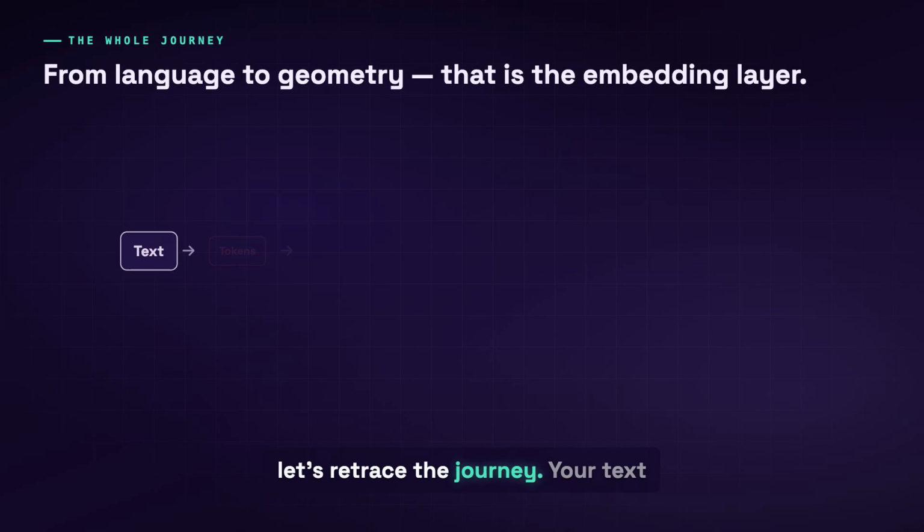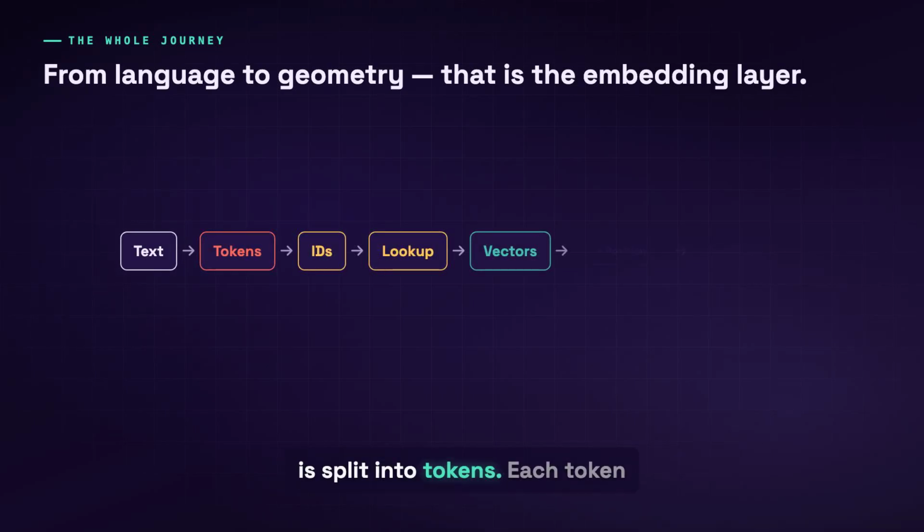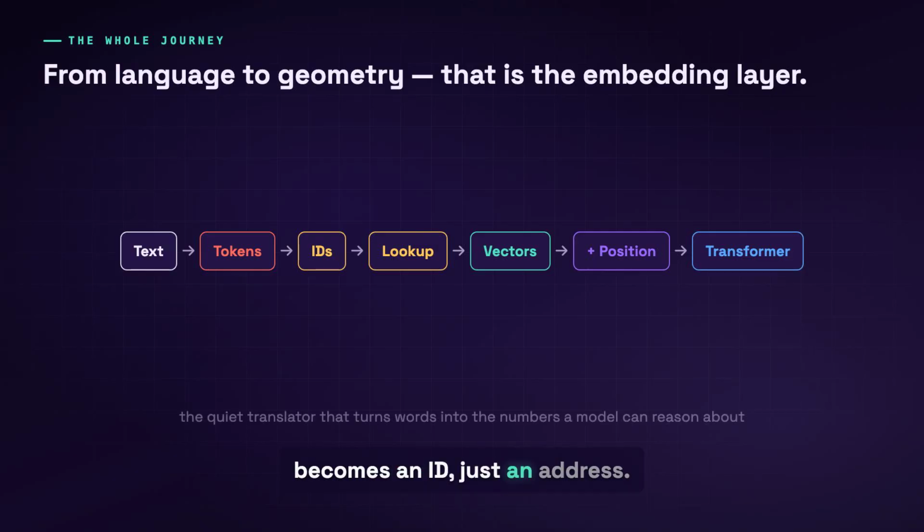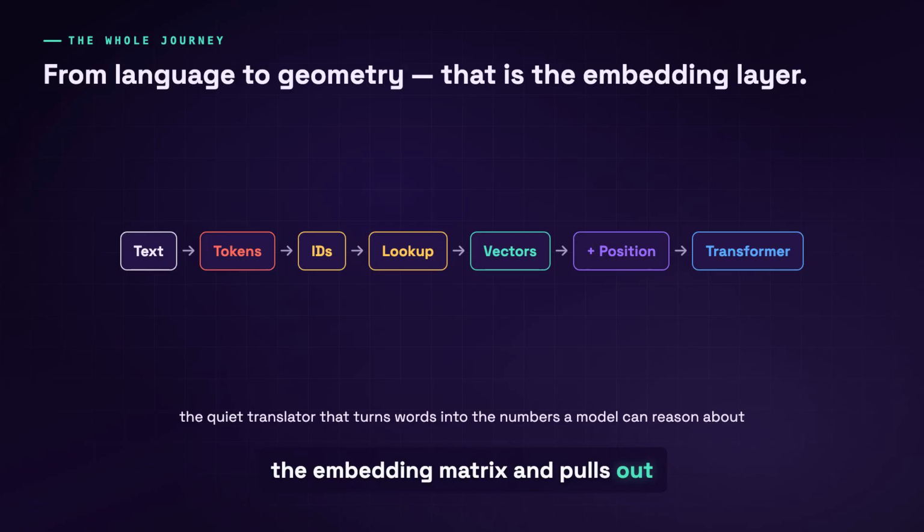So let's retrace the journey. Your text is split into tokens. Each token becomes an ID, just an address. That address opens a drawer in the embedding matrix and pulls out a learned vector, a point in a space of hundreds of dimensions where meaning lives as geometry. A positional vector is added so order survives, and that is the embedding layer, the quiet translator that turns language into the numbers a model can finally reason about.